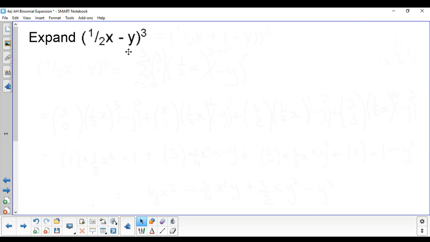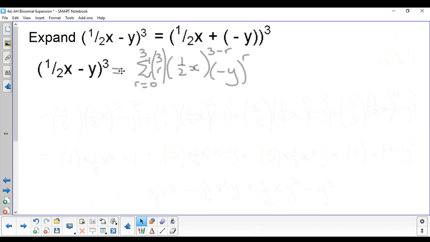Let's try it with fractions and signs. Now, if you remember, it was x plus y. We prefer a plus when we're doing it. So what we're going to do is think of it as a half x plus minus y. So the minus is going to be in the bracket with the y. Okay, so let's go for it. So this is to the 3, isn't it? So we're going to have 3,0, 3,1, 3,2, and so forth.